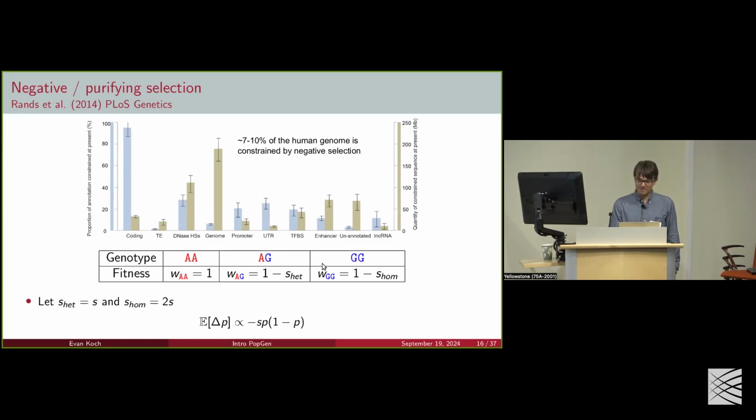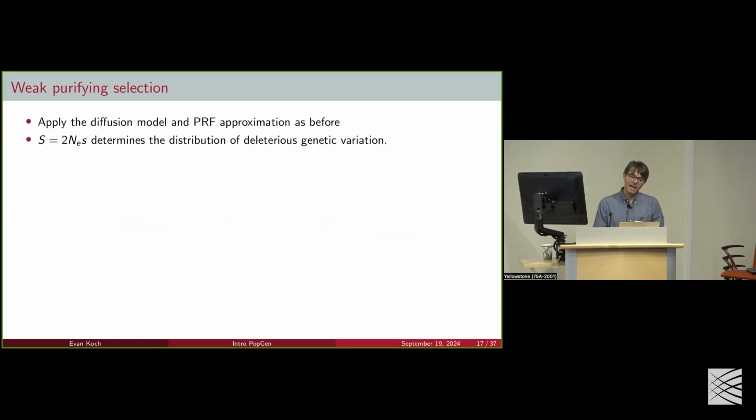And we're going to very simply model this by saying, okay, we have some ancestral genotype, let's call it A. And then the heterozygote and homozygote genotypes are going to have some reduction in fitness due to selection. For simplicity, just let these be S and 2S to do this additive relationship. And if that's true, the expected allele frequency change should be proportional to that selection coefficient S times this P1 minus P. So now we can again apply this diffusion model and a Poisson random field, infinite sites approximation, simply as we did before.